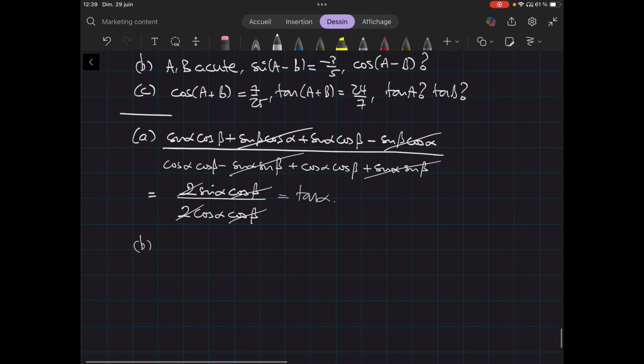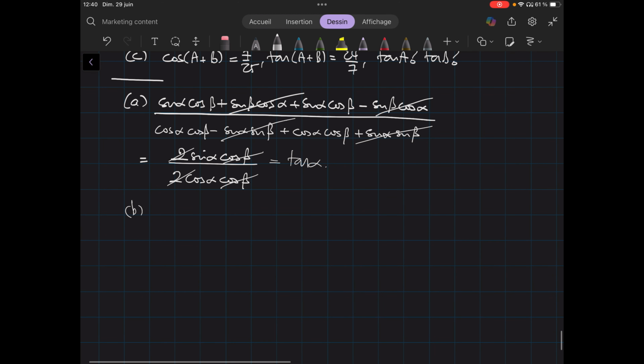Part B. You're given that A and B are both acute, and sine of A minus B is negative 3 by 5. So, cos of A minus B is gonna be plus or minus the square root of 1 minus negative 3 by 5 squared. And that would be plus or minus 4 over 5. The question now becomes, is it a plus or a minus?